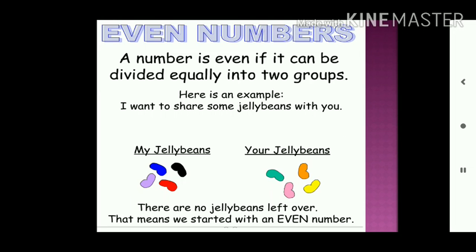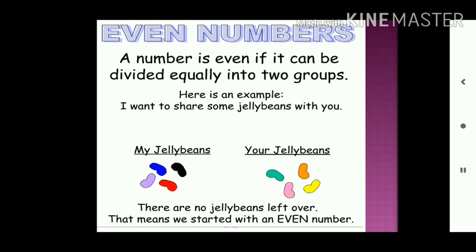Even numbers. This is something new for you all. A number is even if it can be divided equally into 2 groups. Here is an example. I want to share some jelly beans with you. My jelly beans, there are how many? There are 1, 2, 3, 4. 4 jelly beans. And your jelly beans, how many are there? 1, 2, 3, 4. See, I have 4 and you have 4 too. There are no jelly beans left over. That means we started with an even number.